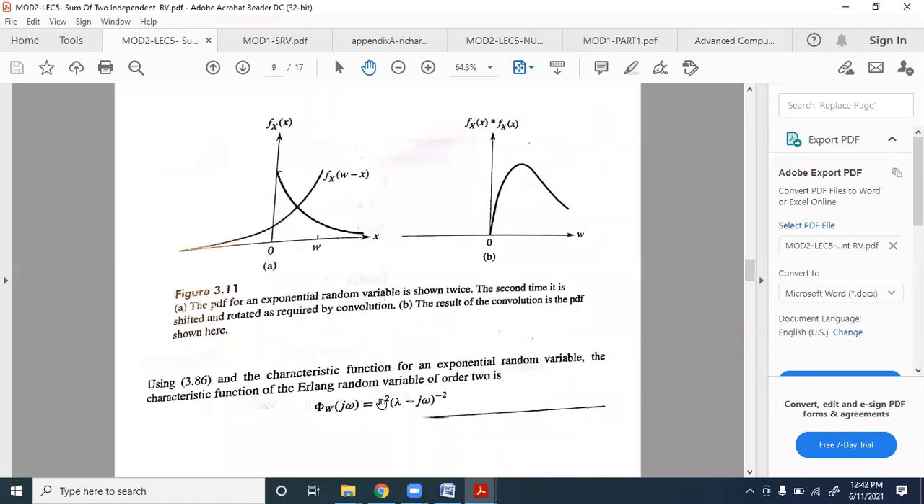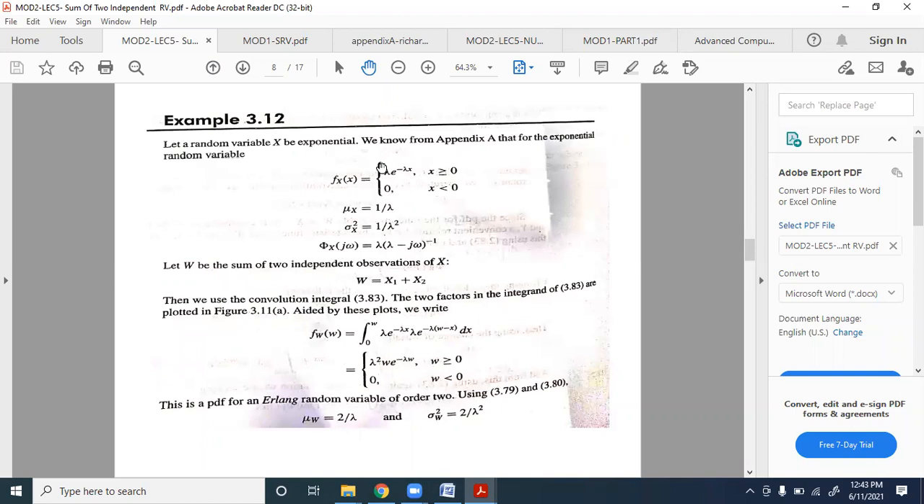So we are discussing here now that the characteristic function of the random variable, which is w equal to x1 plus x2, will be just the multiplication of the two different characteristic functions, and that will give us lambda squared into lambda minus j omega whole to the power minus 2. Further to that, this figure gives us that this is fx(x), right? Exponential, this is the exponential function corresponding to whatever we have written over here, right?